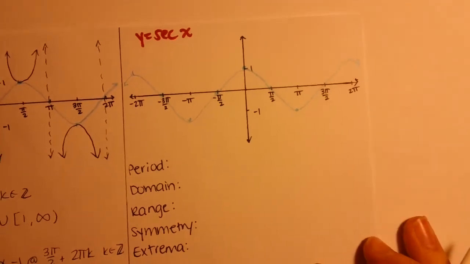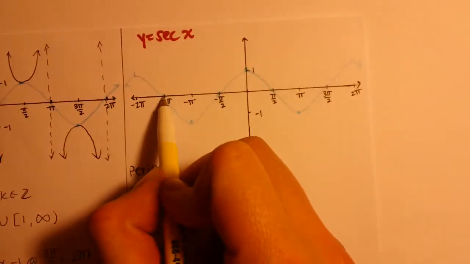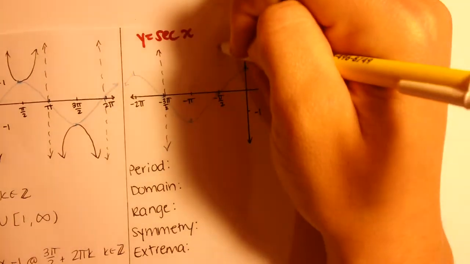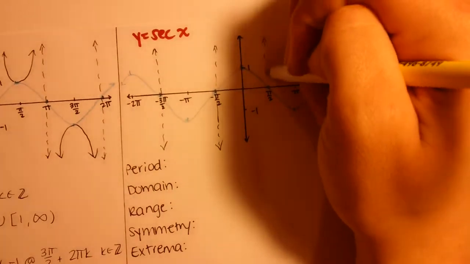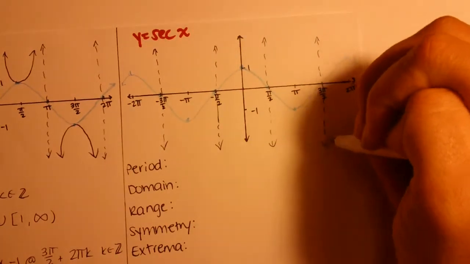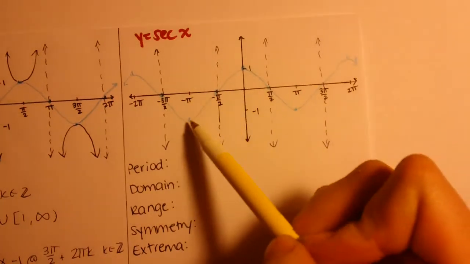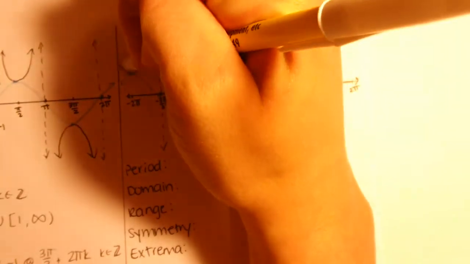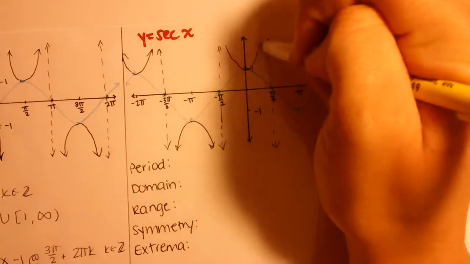Now, similarly, wherever cosine crossed the x-axis, when we take the reciprocal of these points, we're going to have an asymptote. So we'll have an asymptote at negative 3 pi over 2, negative pi over 2, pi over 2, 3 pi over 2, and so on and so forth. So these are our asymptotes. And now we're going to take the reciprocal just like we did for cosecant. And it's little parabolas at all of these max and min points of cosine.